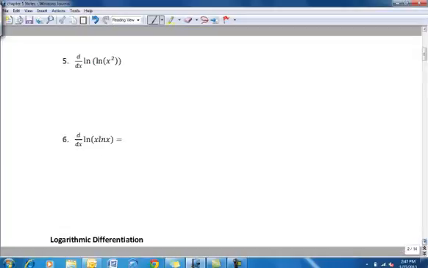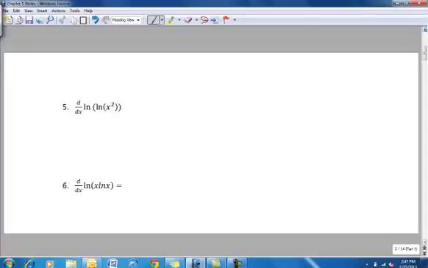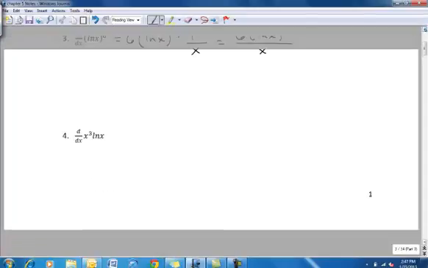Number 5. Number 5 is definitely the most complicated one we've looked at so far. Let me make sure, did I just skip one? I did, number 4. Let's do number 4 before we do number 5. All right, so number 4, do you recognize the rule? You see the product rule, right? We've got two different functions multiplied together, and we're supposed to differentiate those. And so, we're going to do the product rule.